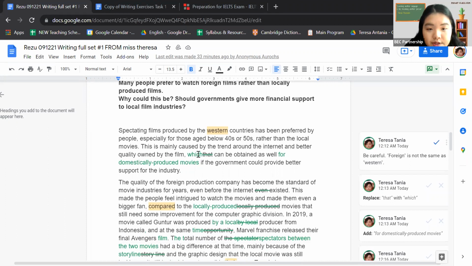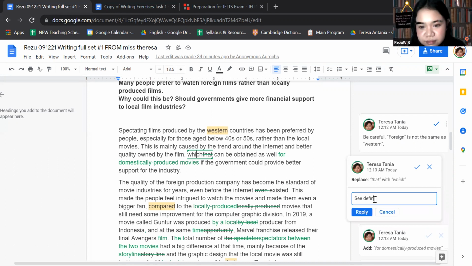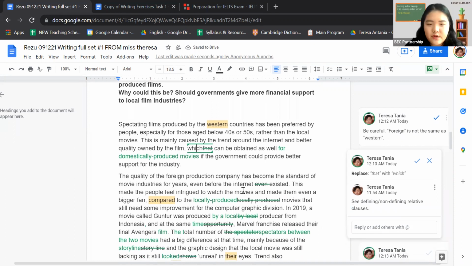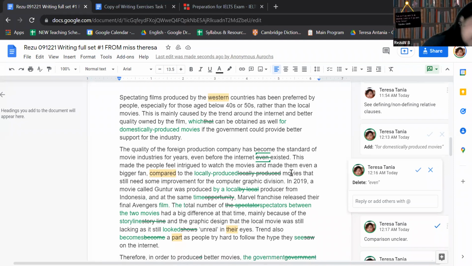For this one, it's a matter of defining and non-defining relative clauses. I'm struggling with that actually a little bit. I think I fell asleep when I learned about that before. Okay, you have to review that because this is regarding that one. So see, defining. Okay, so I've mentioned this one. This one is repeating. Okay.